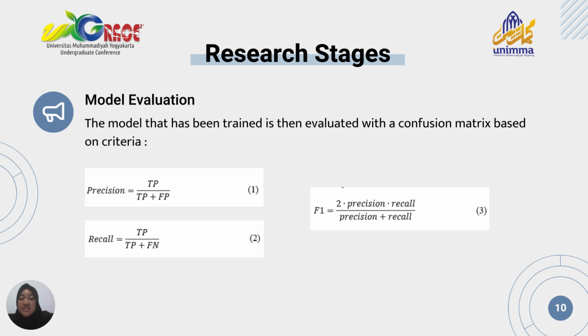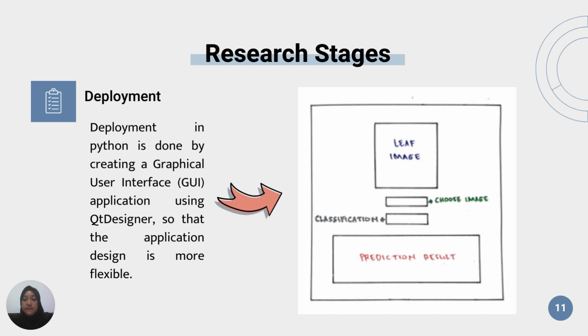And point C is F1 score. It is the harmonic average of precision and recall, with the function of providing a balance between precision and recall. And the last stage is deployment. The classification model that has been trained is then stored and deployed.